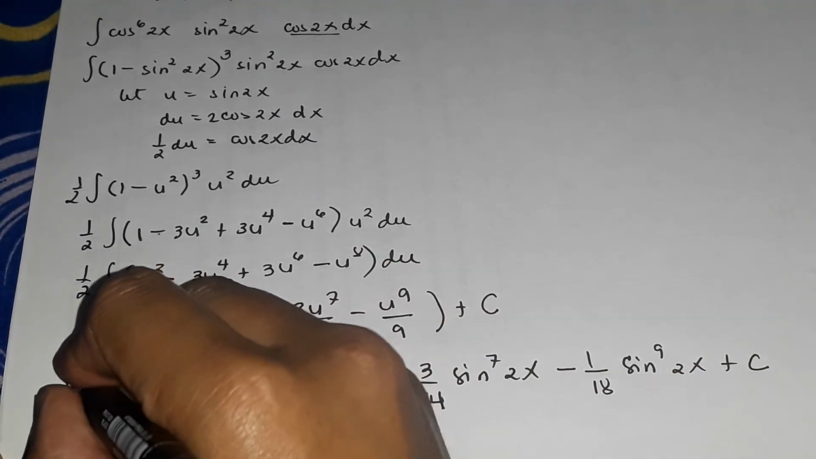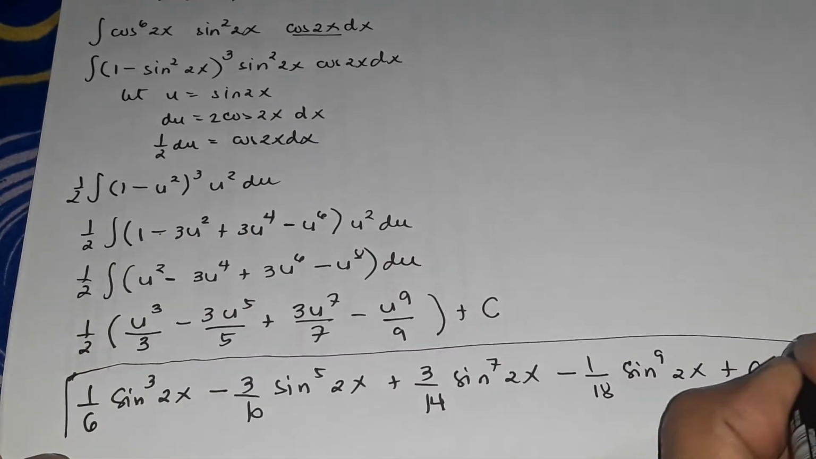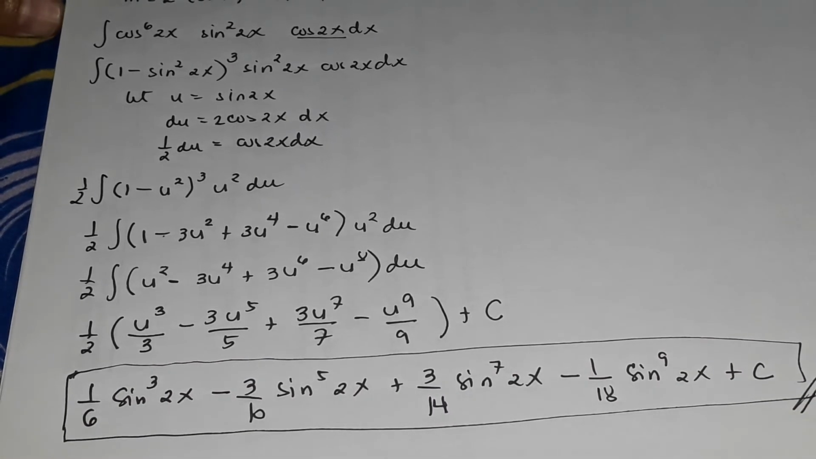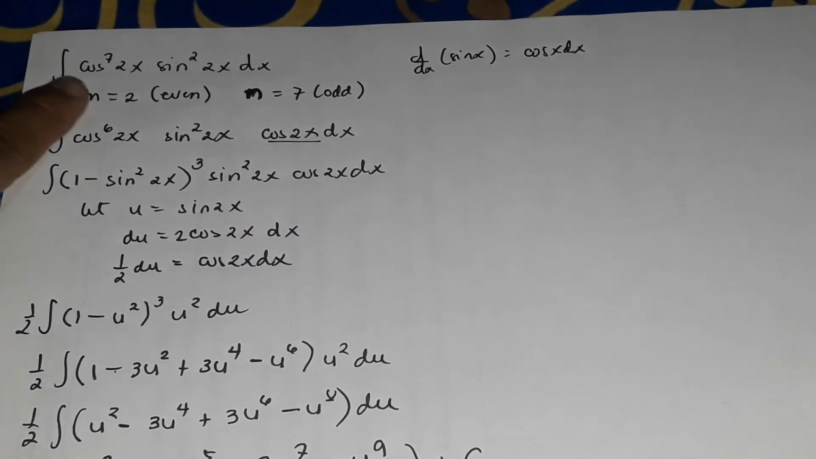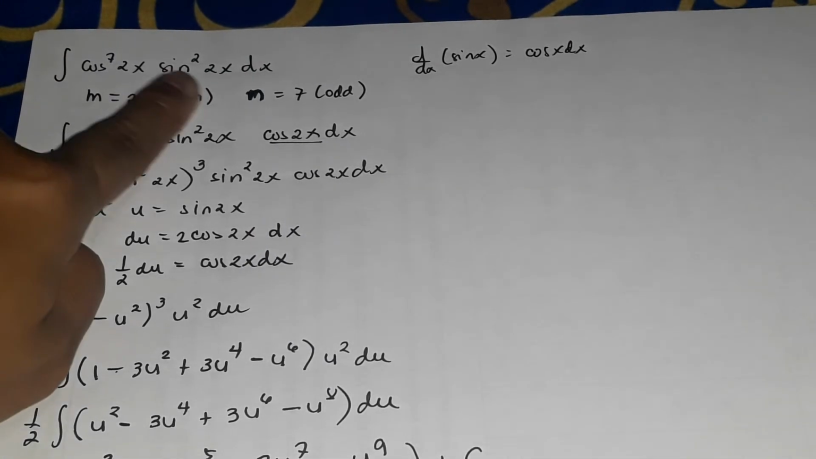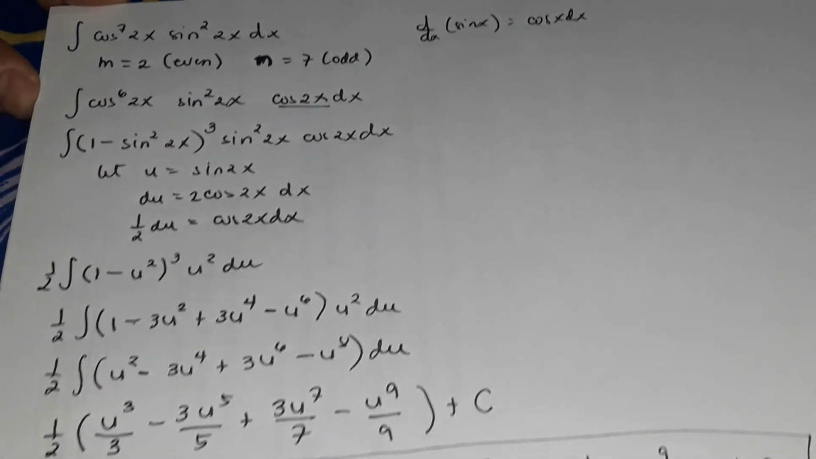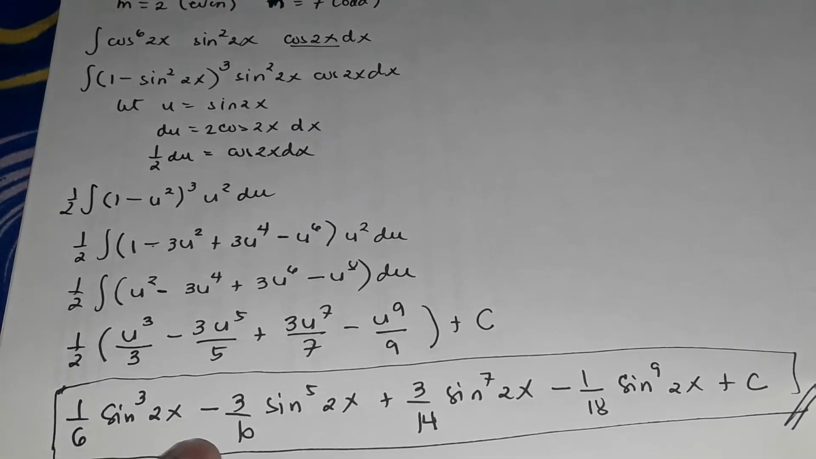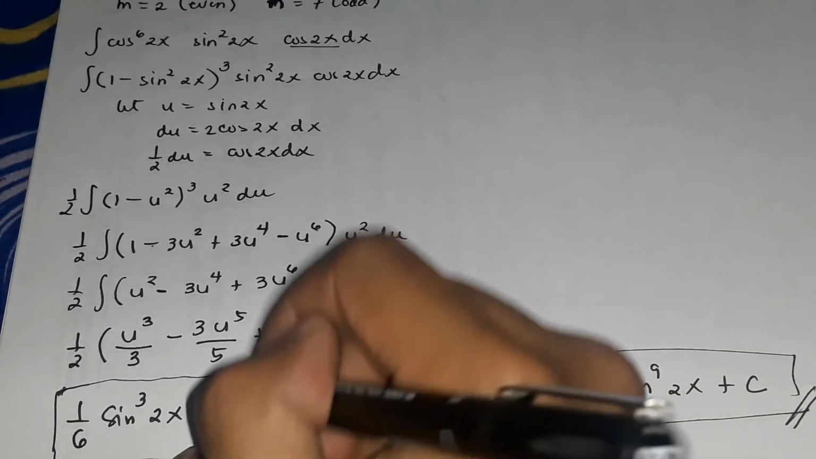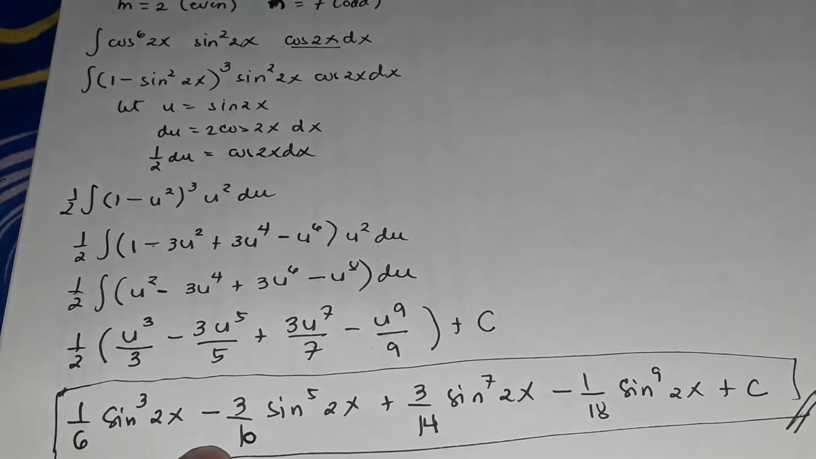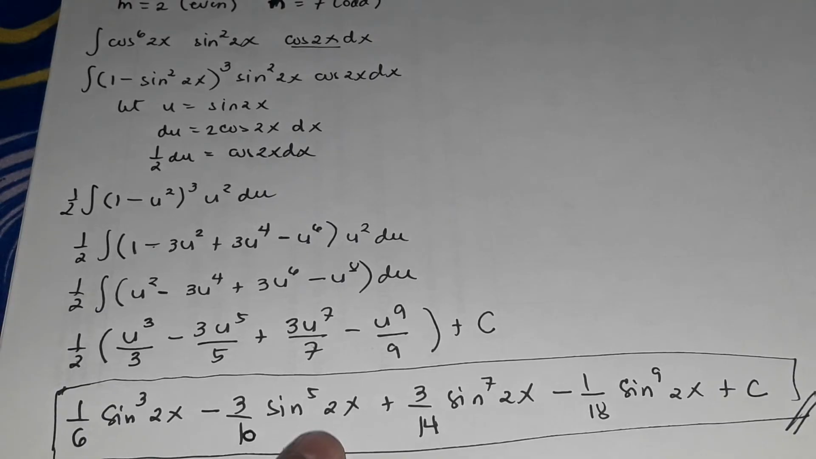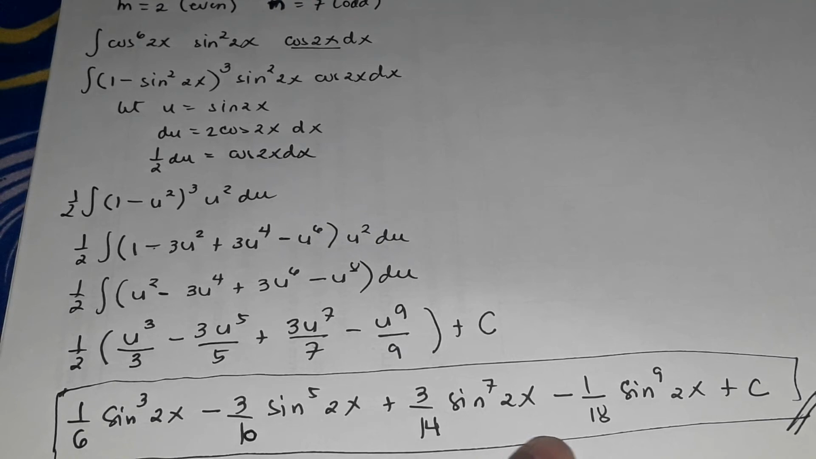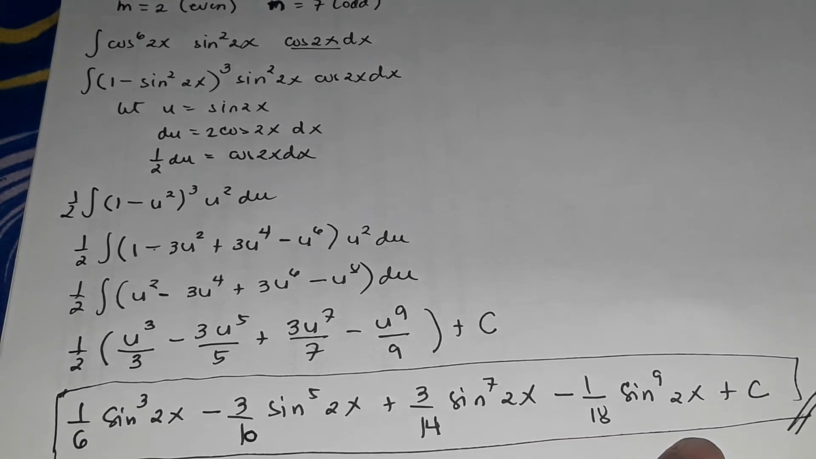So we have the integral of cosine raised to 7 2x times sine squared 2x dx is equal to 1/6 sine cubed 2x minus 3 over 16, or sorry, that's 3 over 10, it's 10. 3 over 10 sine to the 5 2x plus 3 over 14 sine to the 7 2x minus 1 over 18 sine raised to 9 2x plus c.